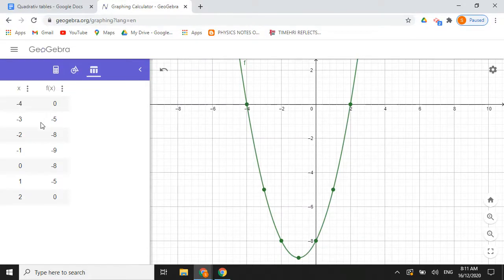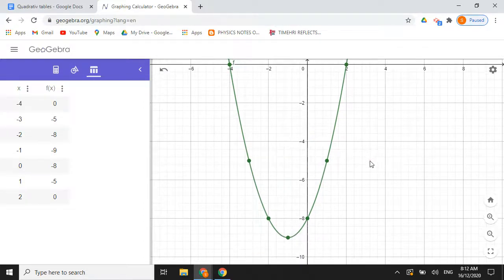So we're looking now at how this looks on a graph. We have our points here, minus 4, 0, minus 3, minus 5, minus 2, minus 8, and so on. The x value goes first. Remember, the x and the y value come together to give you a coordinate, and this is the shape that is formed. This is a parabola, a U-like shape, that is formed once we actually draw that graph.